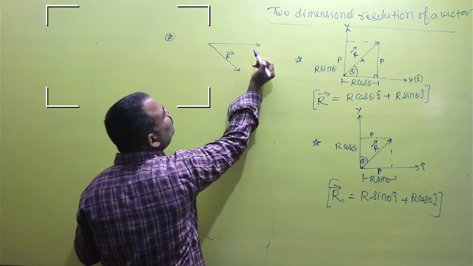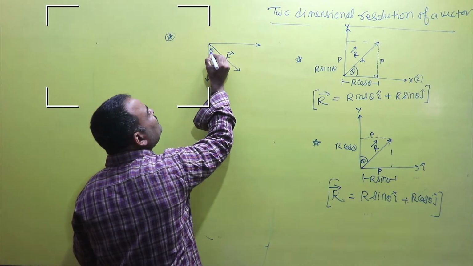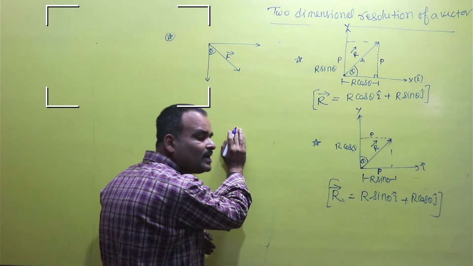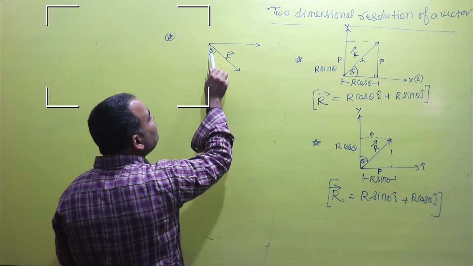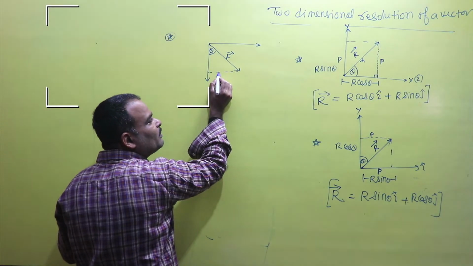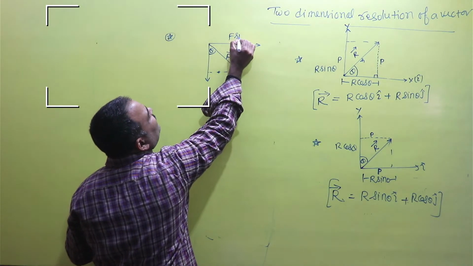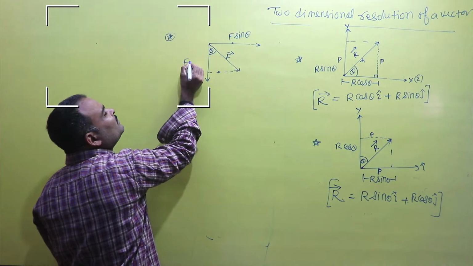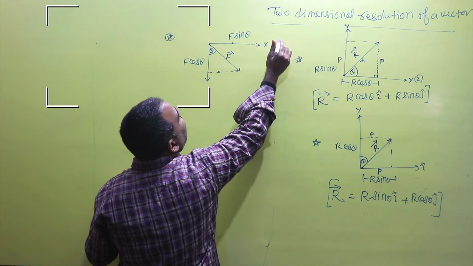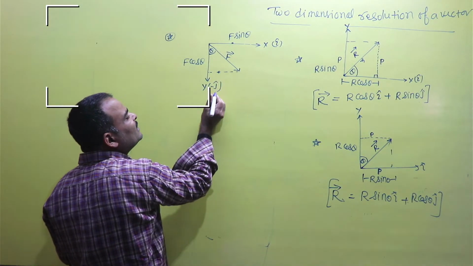Then you should take two normal axes. If theta is given here, theta may be anywhere, you have to draw the normal always in front of the angle, and the front side of the angle will be perpendicular and this will also be perpendicular, so it will be F sin theta and this will be F cos theta. This is the x-axis positive direction and this is the y-axis negative direction.